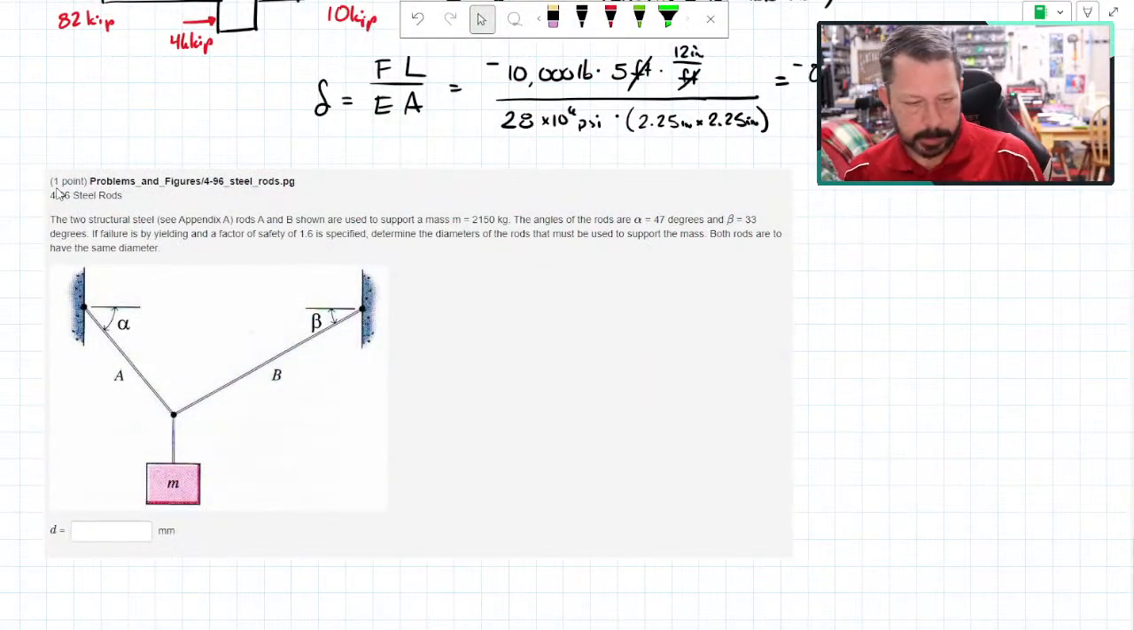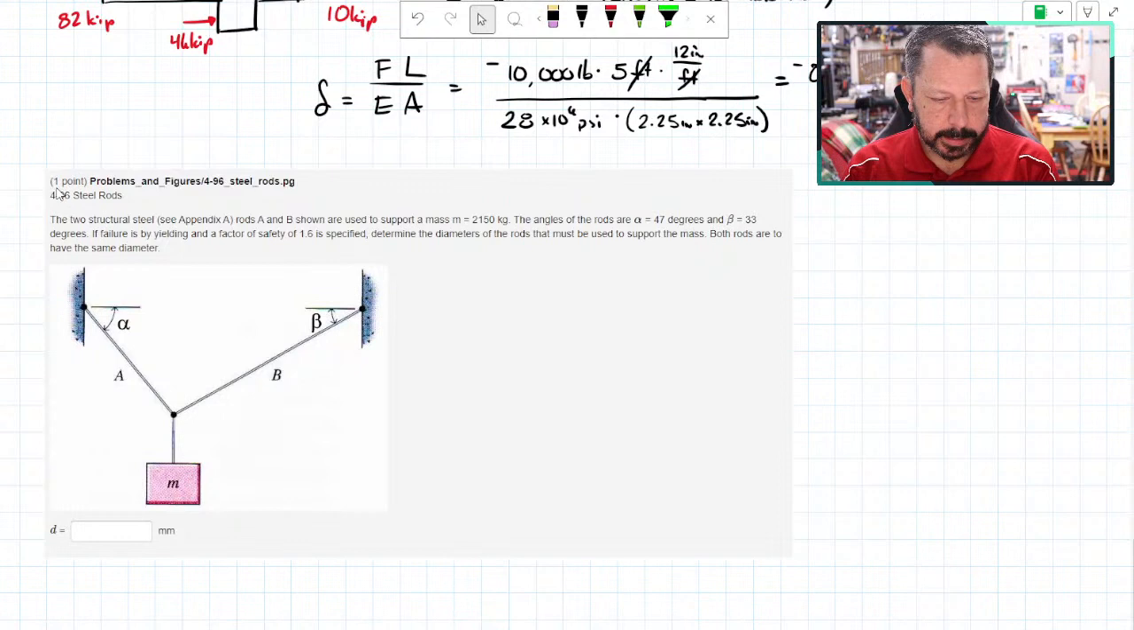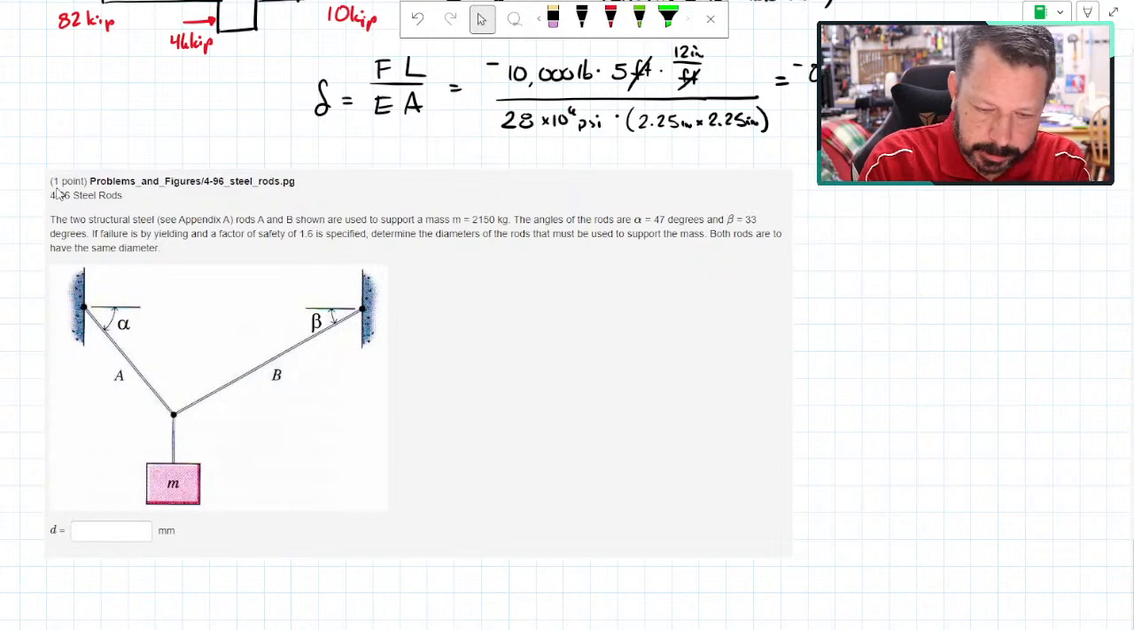All right, so 2 structural steel rods. So these are not cables. A and B are actually rods, which means they can have compression if they need to. They don't have to be just tension. They've got a mass. Oh, here's a little tricky part.